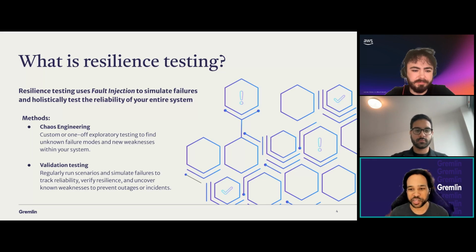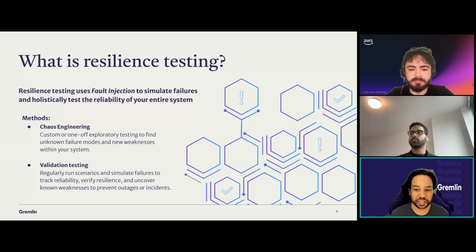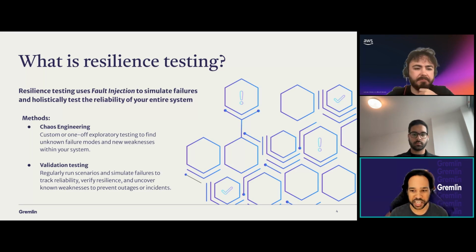Of course, we don't recommend people just go around stressing out their system. We recommend taking a more measured approach. So with our customer base, we typically see two main methods. First is chaos engineering, which is one-off exploratory experiments. This is meant to help find unknown failure modes in your system, things that you're not expecting or that you weren't aware of. And then there's validation testing, which is sort of taking this chaos engineering practice and standardizing it and scheduling it so that it runs regularly. This lets you track reliability over time, verify resilience to common problems, and uncover regressions so they don't come back later to cause an incident or an outage.